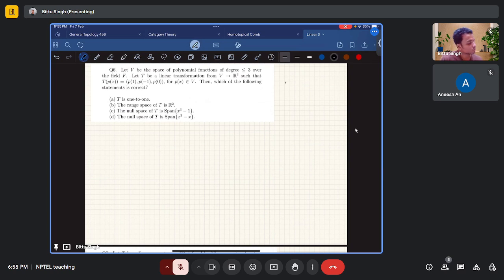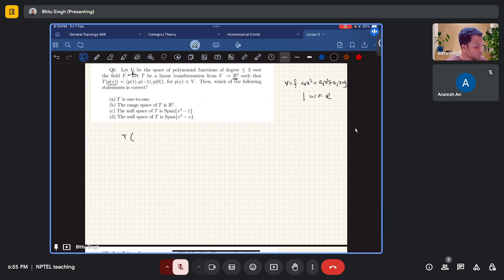Here V is a0x cube plus a1x square plus a2x plus a3, a degree 3 polynomial, such that ai belongs to R. Again, the field is R. Otherwise, this is not making any sense, because the codomain should be R3. Now T is defined in this way.